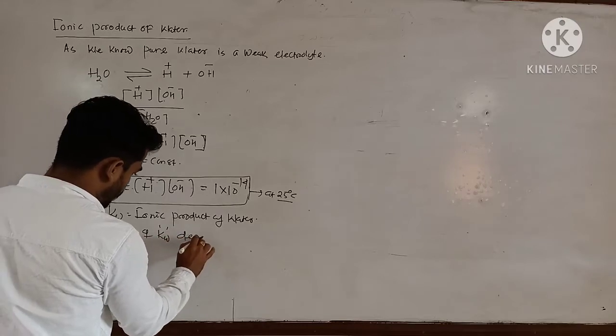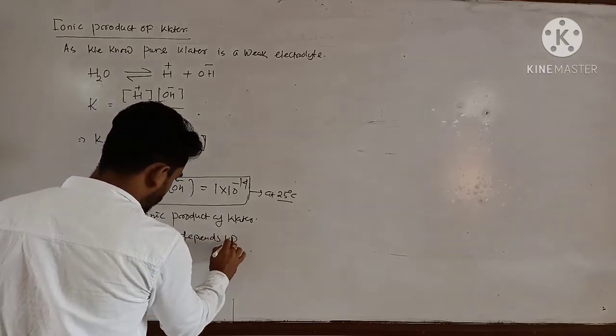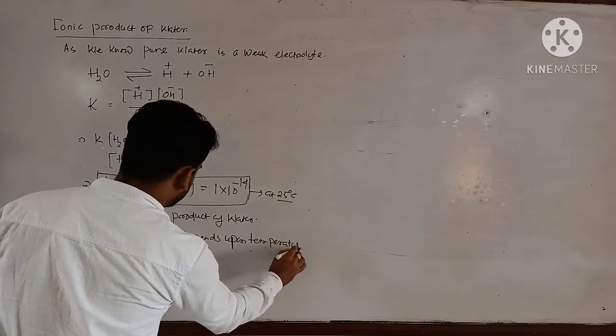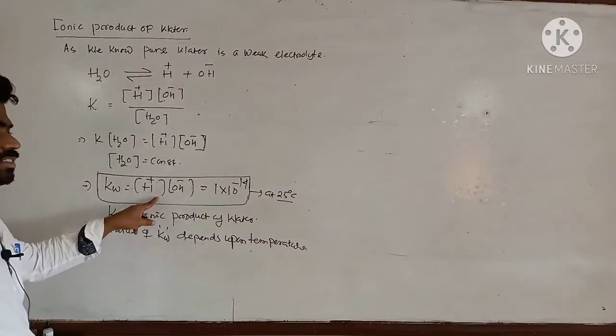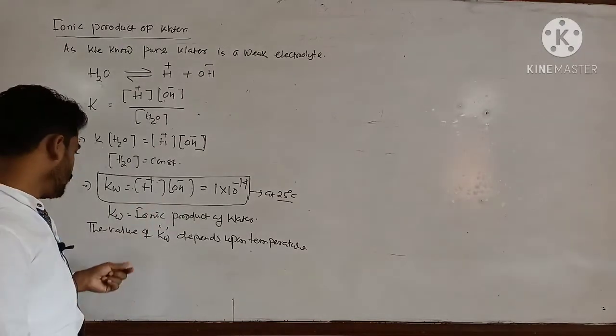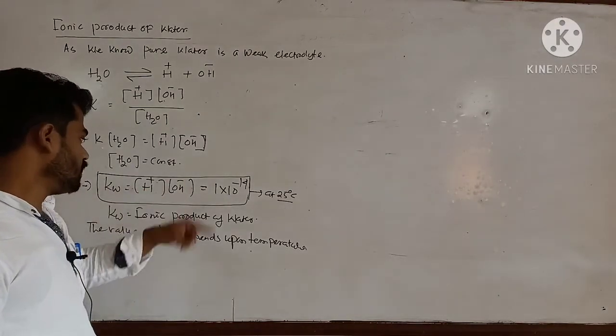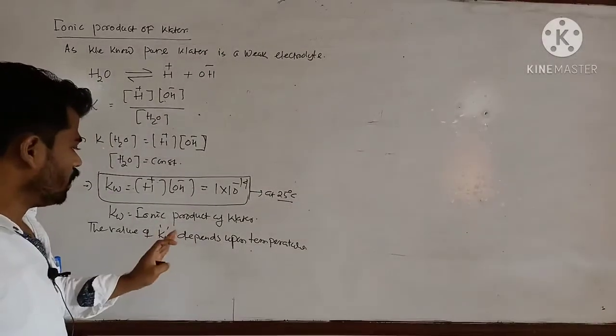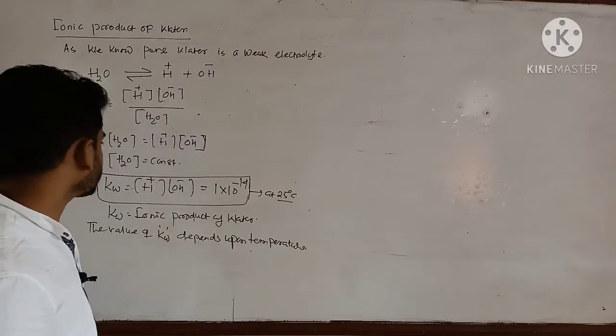The value of Kw depends upon temperature, because you know with increase in temperature the ionization also increases. That's why the product becomes different at different temperature. So the value of Kw depends upon temperature.